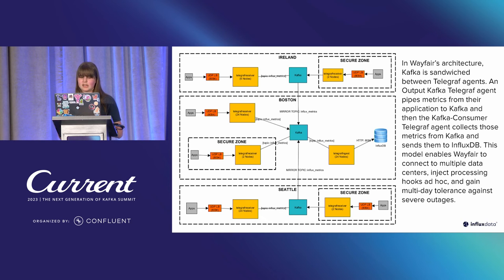But as you can see, they're getting this data via Kafka from not only Seattle, but also from Ireland, filtering it all down to a Kafka consumer in Boston, and then finally sending it onward to Telegraf, which then sends it to Influx.